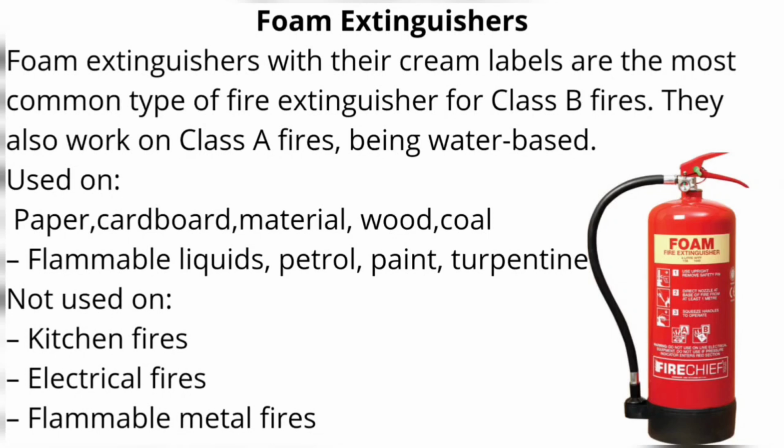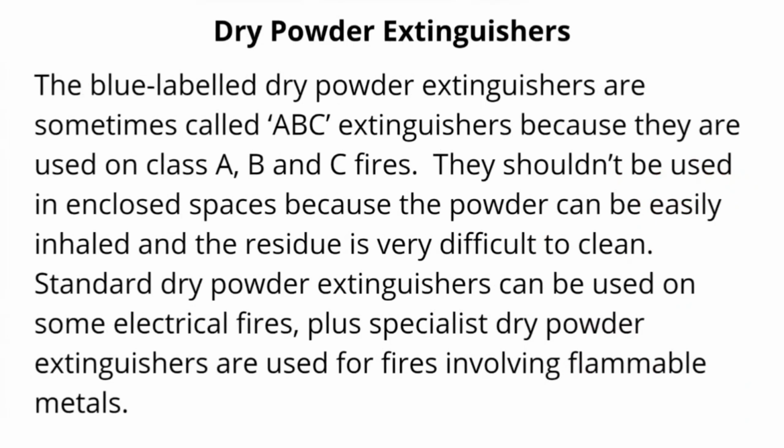Foam extinguishers. Foam extinguishers with their cream labels are the most common type of fire extinguisher for Class B fires. They also work on Class A fires, being water-based. Foam extinguishers are used on paper, cardboard, wood, coal, plus flammable liquids such as petrol, paint and turpentine. Not used on kitchen fires, electrical fires, flammable metal fires.